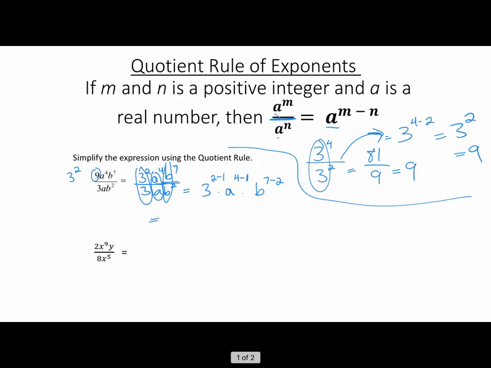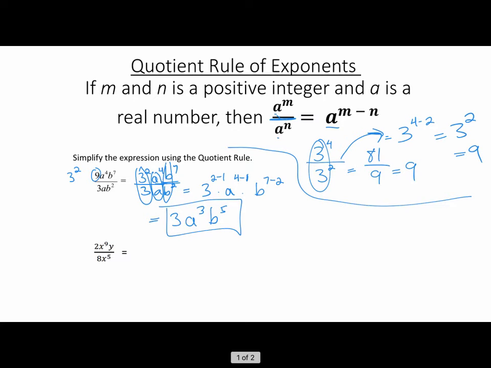Now let's simplify all of those differences in the exponents. So 3 to the 2 minus 1 is 3 to the 1. A to the 4 minus 1 is a to the 3rd. And b to the 7 minus 2 is b to the 5th power. And that is as simple as it gets.